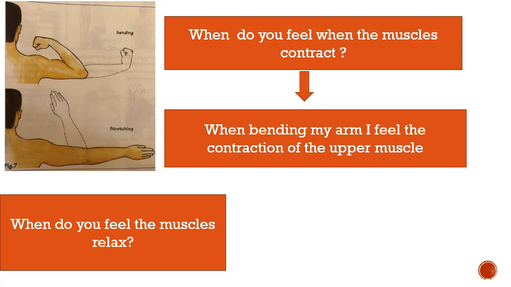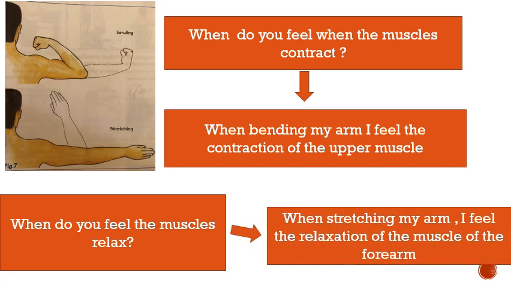When do you feel the muscles relax in this image? Excellent. So when stretching my arm, I feel the relaxation of the muscles of the forearm. It means we cannot see the muscle here, it relaxes. As you can see, it's not big, it's small and it's relaxed. The muscle of the upper arm, of the forearm. Now, what do you conclude?